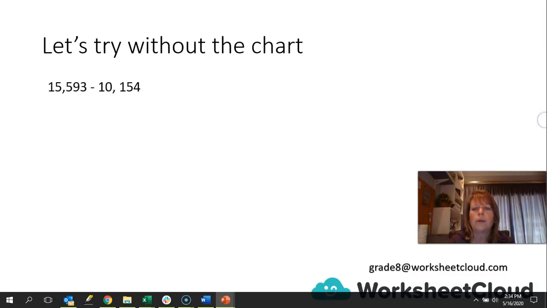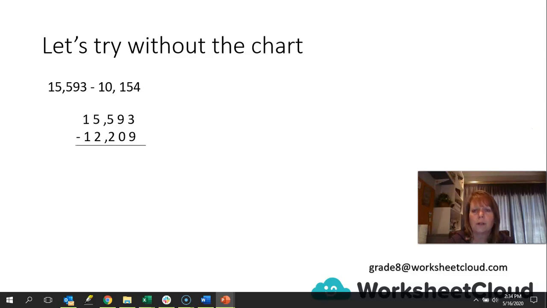Let's try without the chart. Let's do a subtraction, again concentrating on those placeholders. If you don't need it in, it's fine, you can leave it out, but in this case it is very valuable there. If we left it out, it would be a unit instead of 10. So we're going to write 15,593, line up our commas, we're going to have 12,209, and we're going to subtract.